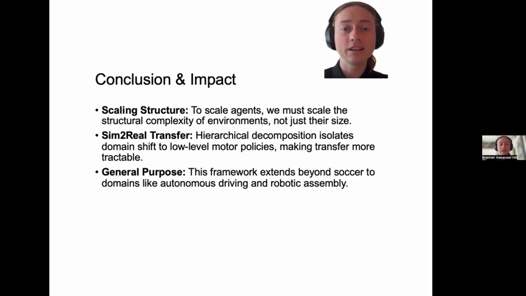Finally, we demonstrated this in robotic soccer. This framework is general purpose. It extends naturally to other complex domains like autonomous driving and robotic assembly, where long-horizon planning is essential.